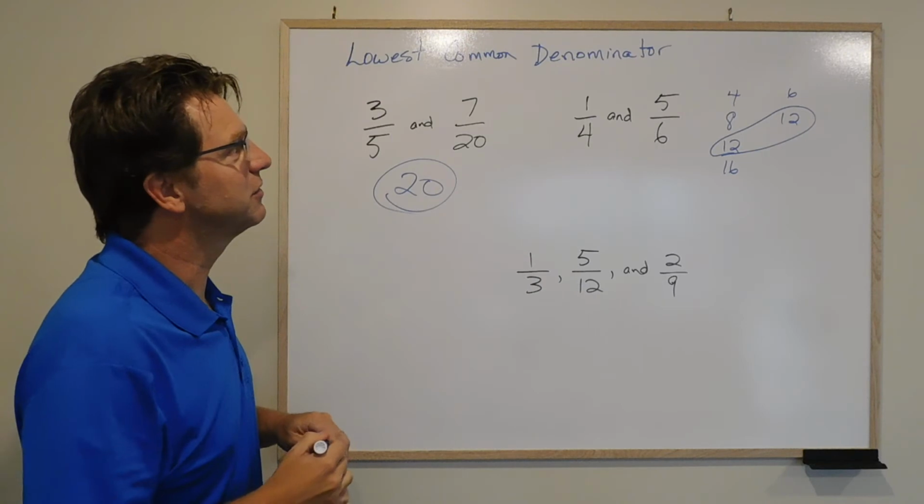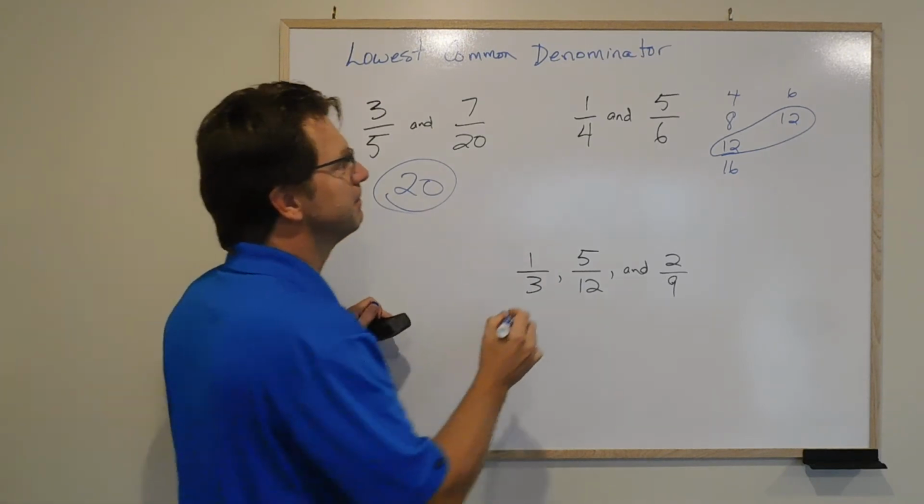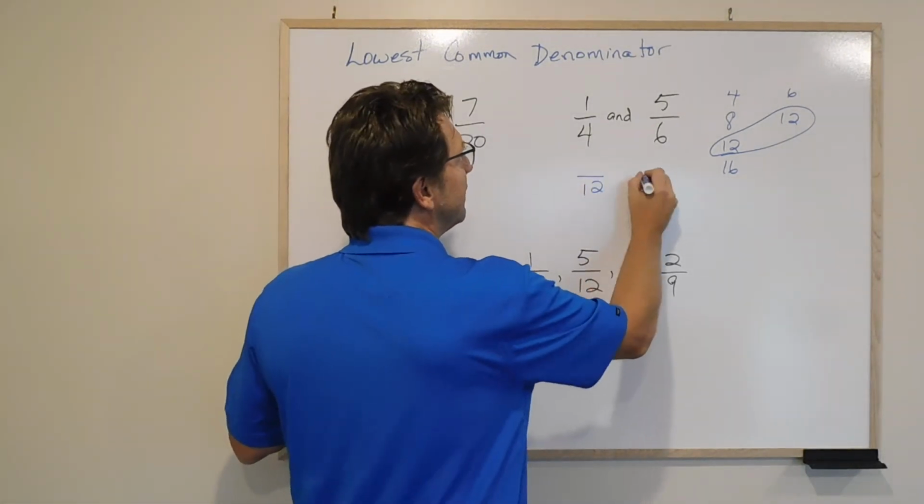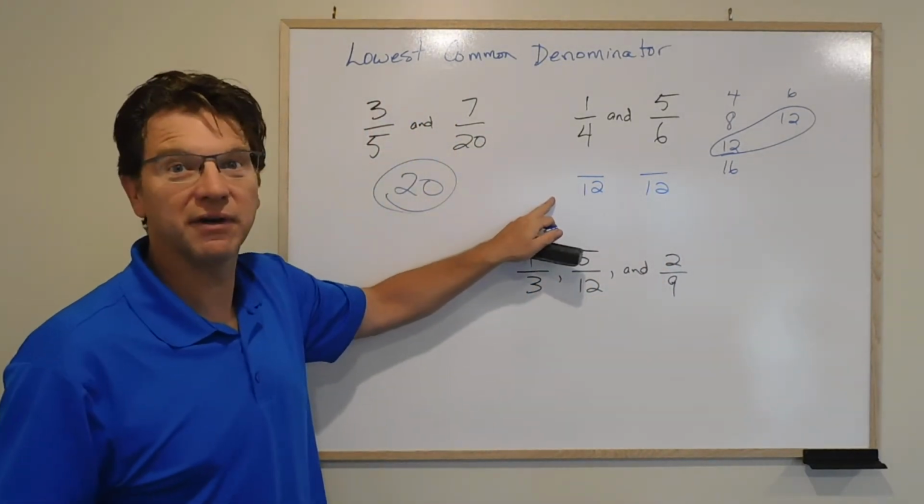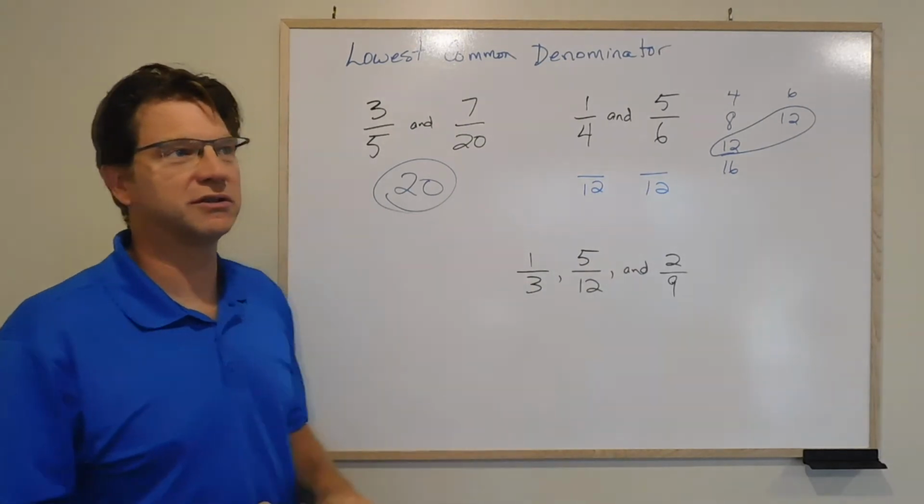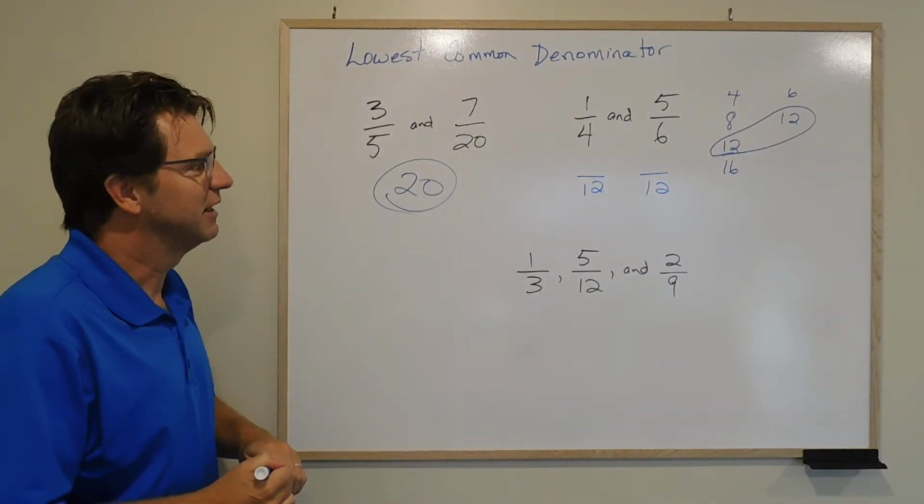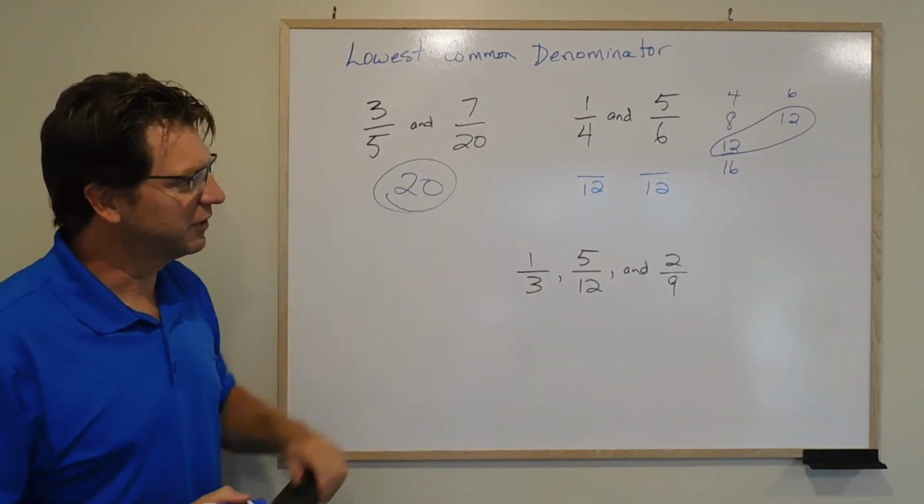So if we were to make this 12 and this 12, it'll work because 4 times 3 is 12 and 6 times 2 is 12. And you'll see more of this as we're doing addition and subtraction. But we'll try one more.